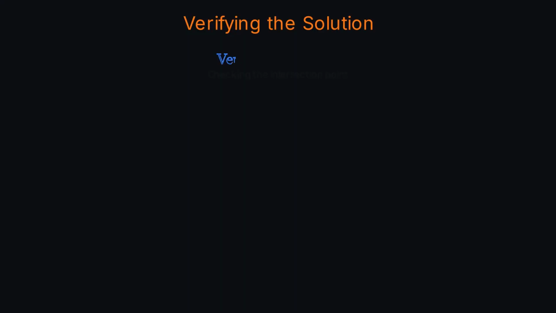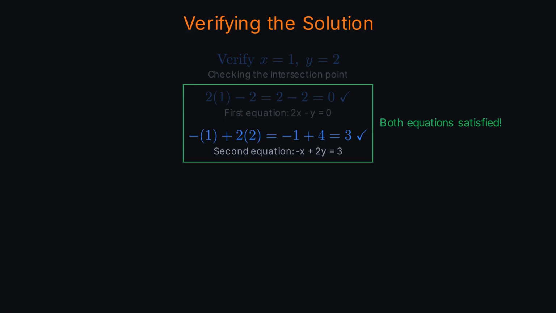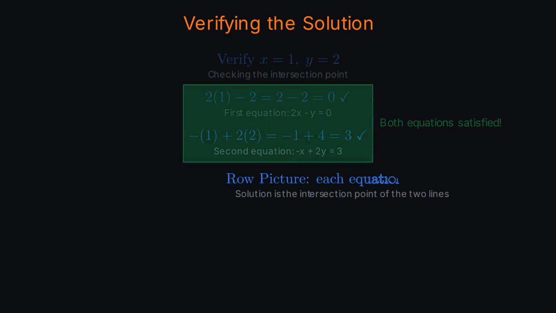Let's verify our solution. Plug x equals 1 and y equals 2 into the first equation. 2 times 1 minus 2 equals 2 minus 2, which equals 0. Check. Now the second equation, negative 1 plus 2 times 2 equals negative 1 plus 4, which equals 3. Check. Both equations are satisfied, confirming that x equals 1, y equals 2 is indeed the correct solution.